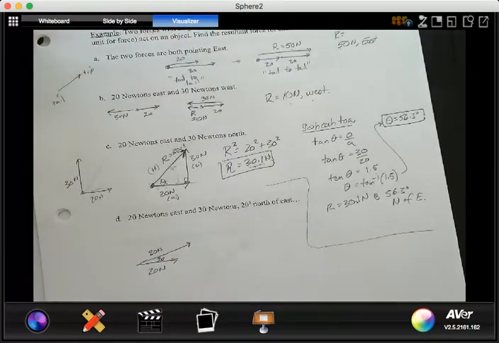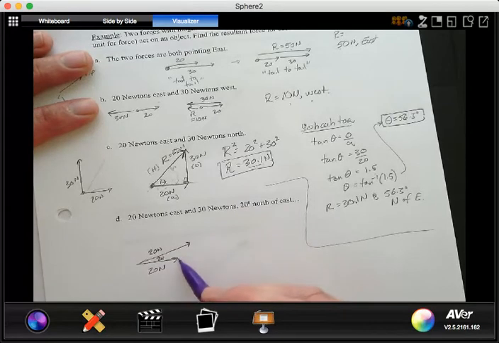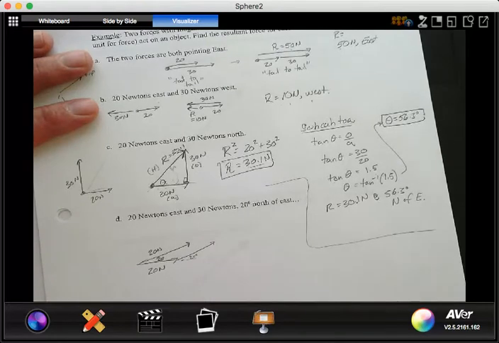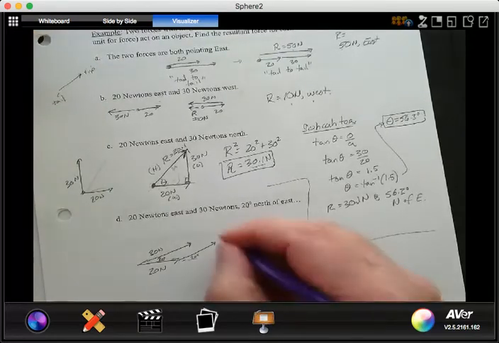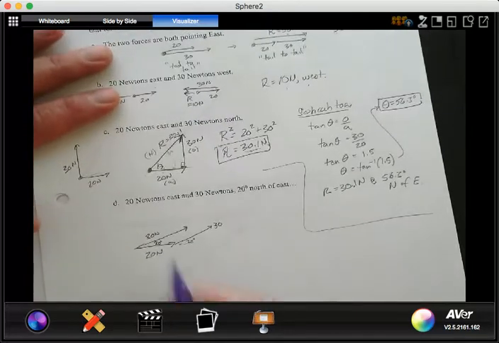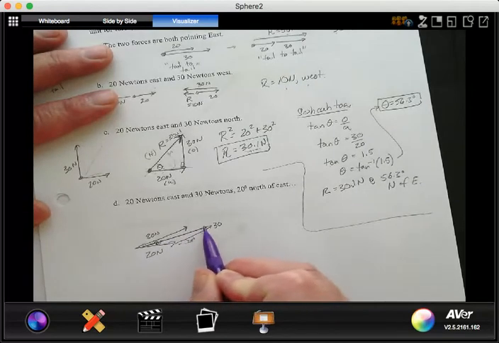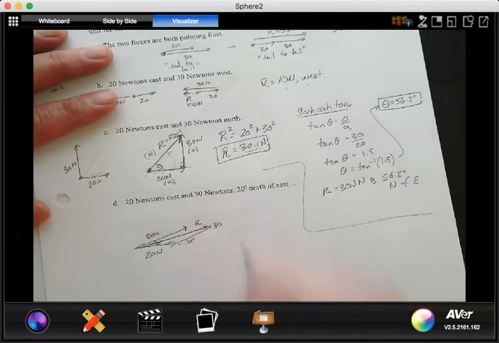Now, they're tail to tail, so I have to move them so they're tip to tip. So now I just take this 20 and I slide it over here, but it has to point the same direction. It has to be parallel. And I'm going to say that this is 20 degrees. So now I've moved the 30 over there. Now my resultant goes from the origin to the tip of the last vector I drew. So something like that. Resultant.